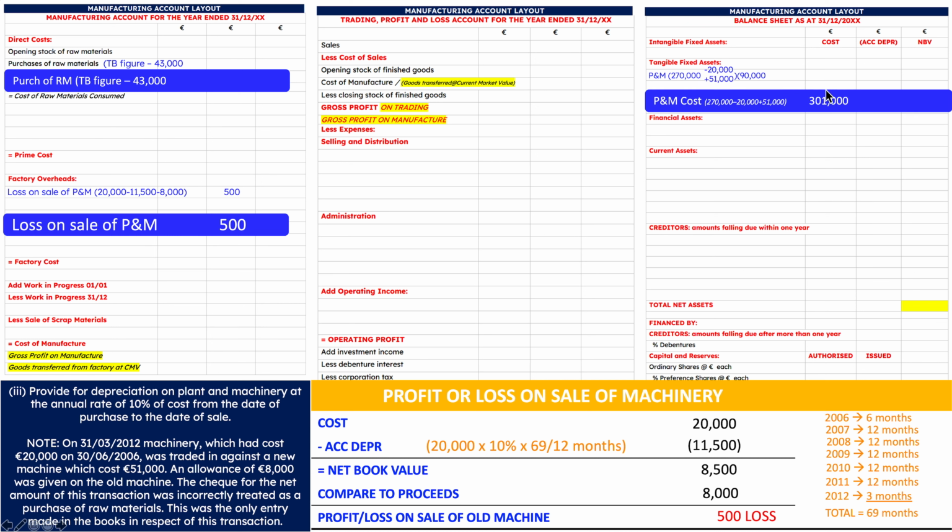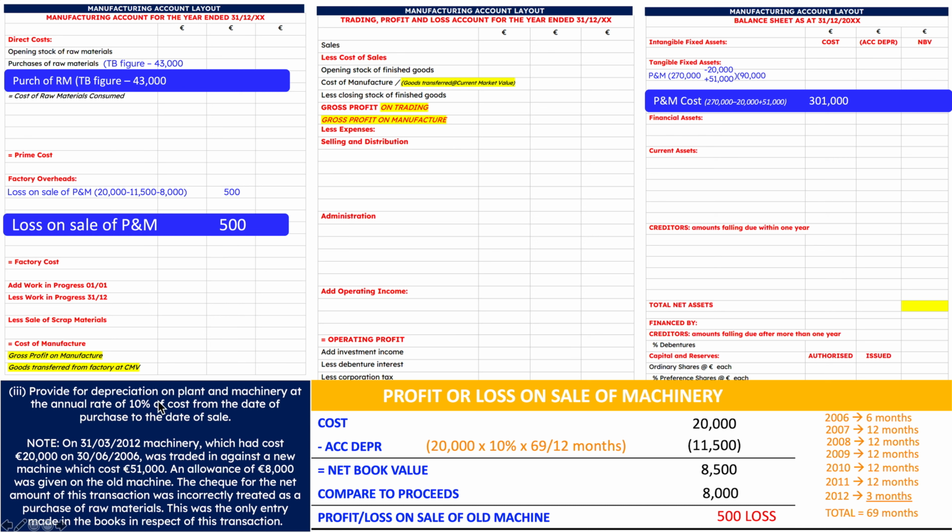So then we will adjust the cost. We'll minus the 20,000, which is the old, and then we will add the 51,000, which is the new. So the new cost of plant and machinery at the end of the year, this happened during the year though, is €301,000. Now we can work out the depreciation for the year.